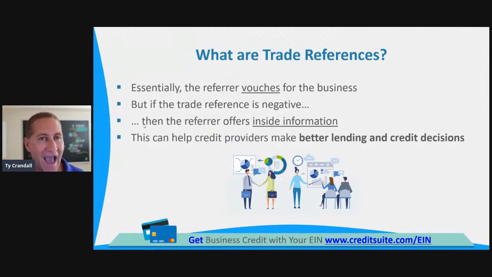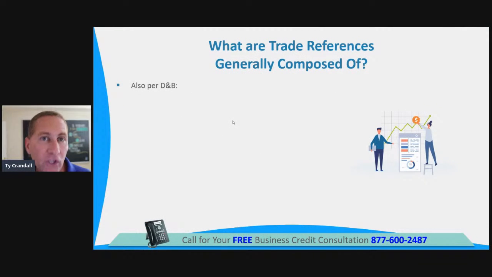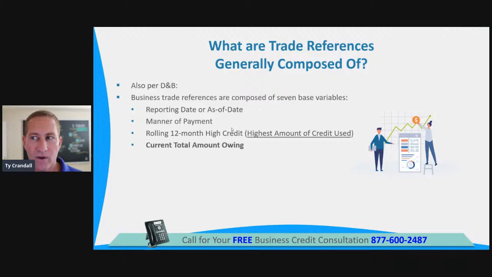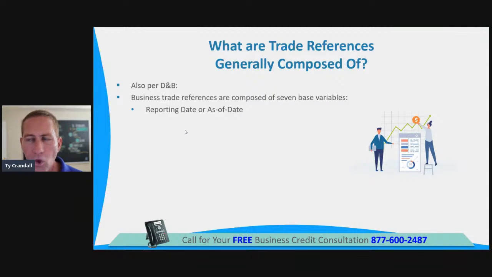But if you have long-standing or good paid-as-agreed accounts, you want to add them because that helps lenders and credit issuers make better decisions, and it makes them make decisions more favorable to you, the more positive accounts that you have in your business credit reports. So business trade references are composed of 7 different variables per D&B. We've got the reporting date or as of date. So where the account is as of the date it was reported.